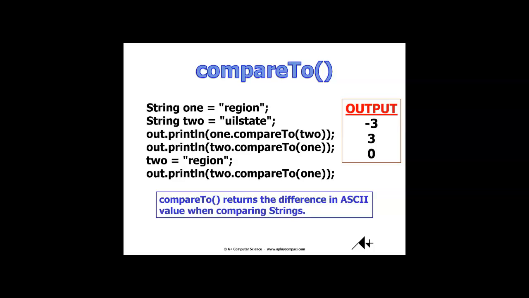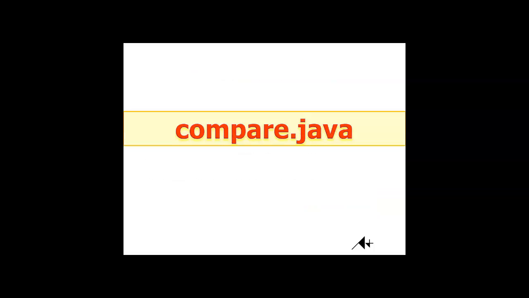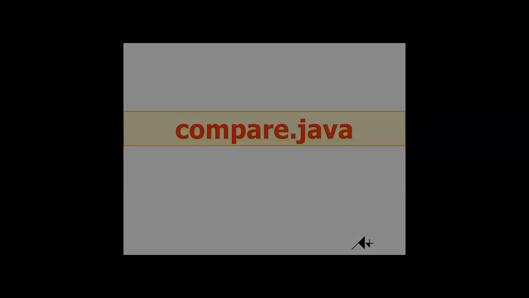So if I point to at region, which is the same string that 1 is pointing at, and then I do a compare to, I'm going to get 0 because 0 means they have the exact same number of letters, in the exact same case, in the exact order. Let's go take a look at this in action.